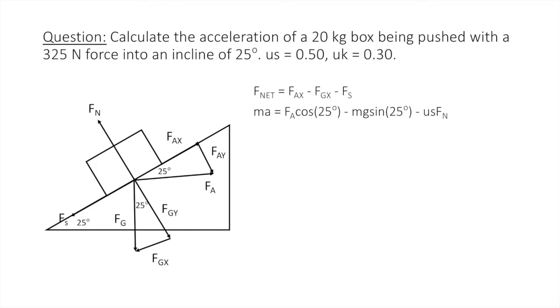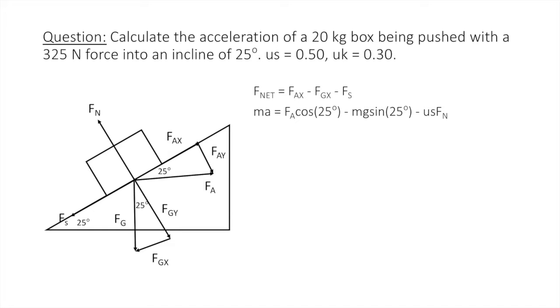After you've done that, start filling in the missing variables in your net force equation. Fax is equal to the force applied multiplied by cos 25. Fgx is equal to the force of gravity multiplied by sine 25. Fs is equal to the coefficient of static friction multiplied by the normal force. You always want to start by checking static friction first to make sure that the threshold of friction actually gets broken and your object accelerates.